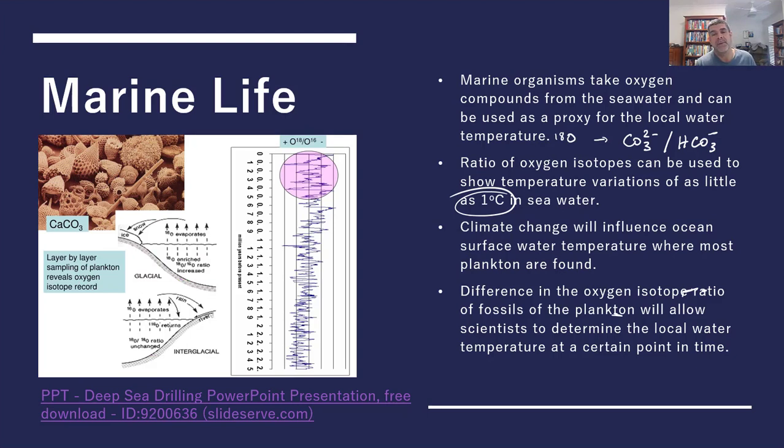Now, the other thing we know about climate change is that it can influence ocean surface water temperatures. This is where we find most plankton. Plankton are found in surface waters, and they are those very tiny microscopic organisms that are critical to ocean food chains. Differences in the oxygen isotope ratios of fossils of plankton will also allow us to determine whether there have been changes in local water temperatures at certain periods of time. There are a couple of things we can do here. We can look at layer by layer sampling of plankton and see how the oxygen isotope ratios have varied over time, to see whether that gives us any clues about whether there was a slightly higher or lower ratio of oxygen-18 isotopes in the past, and what correlation this might have in relation to climate change.